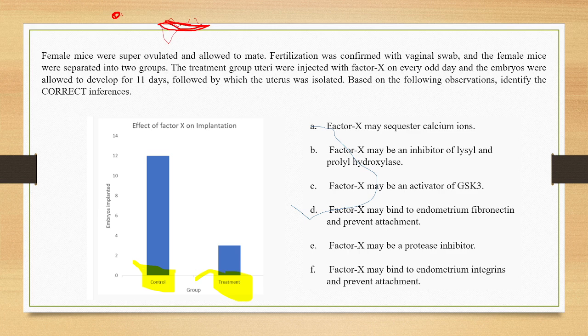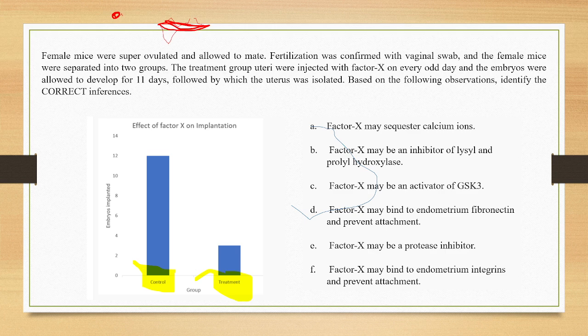Then C is factor X may be an inhibitor of glycogen synthase kinase 3, which is GSK3. So this is also correct. Why? Because GSK3 is a key enzyme which is involved in various kinds of signaling pathways, especially those which regulate your cell growth, cell adhesion or differentiation. So if there is an overactivation, it could prevent the necessary signaling for embryo attachment. If there is overactivation of GSK3, it can disrupt the normal implantation process by affecting cell adhesion and signaling pathways.